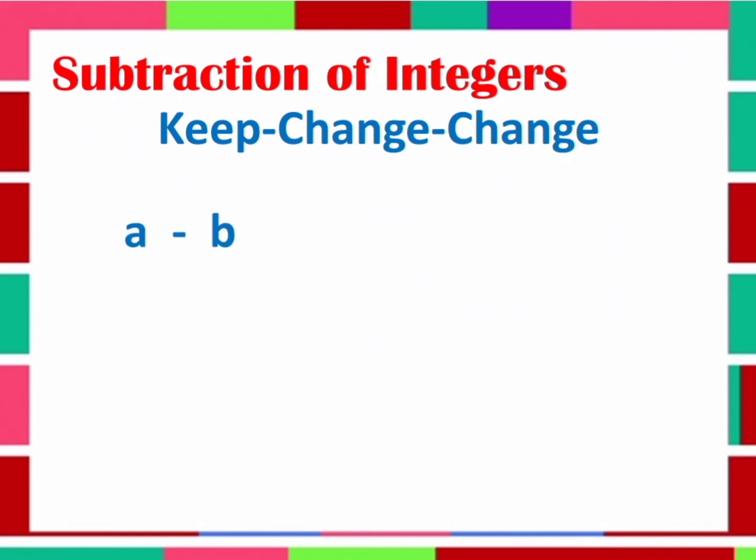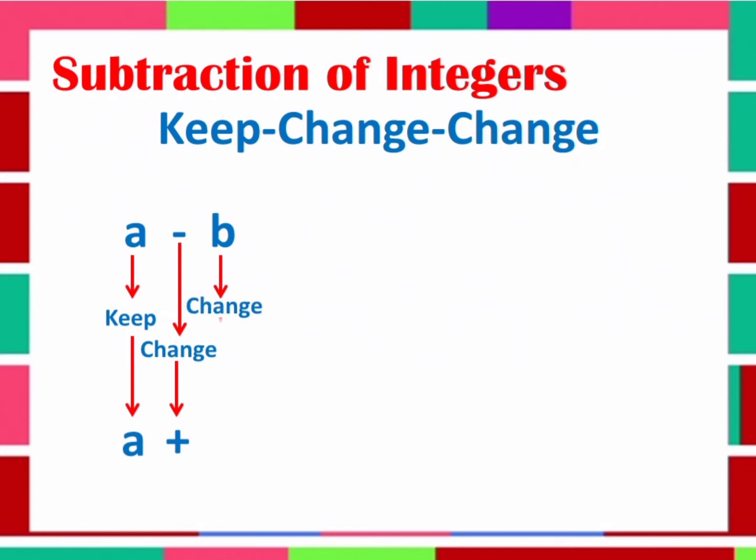A minus B. So first, keep the first integer. So it will stay, whatever the integer is. So, A pa rin siya. Next, change. You are going to change the operation. So, from minus, it will become plus. Lastly, the B. You are going to change it. So, since B is positive, it will become negative.